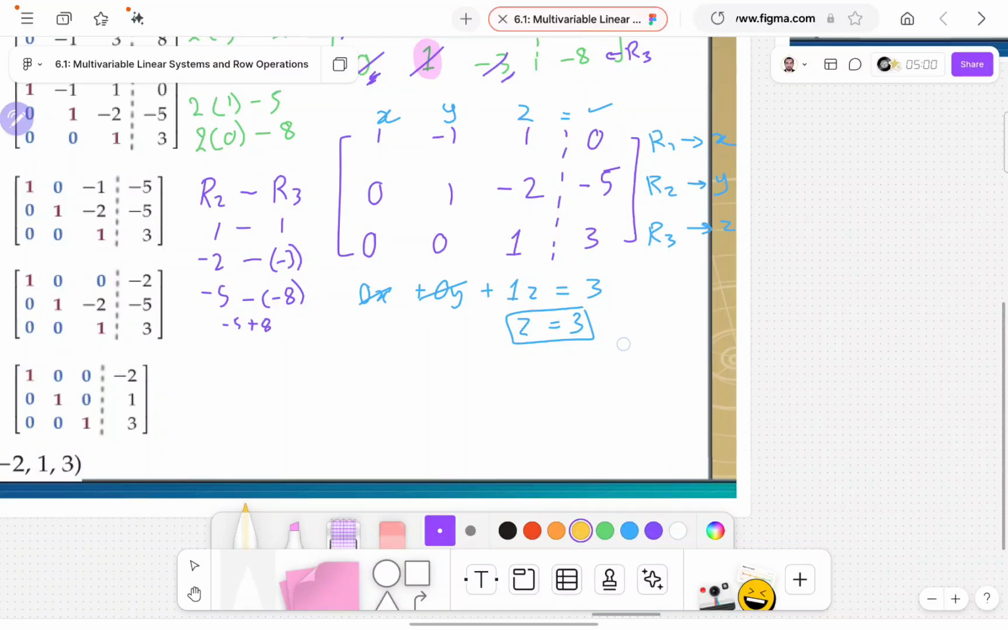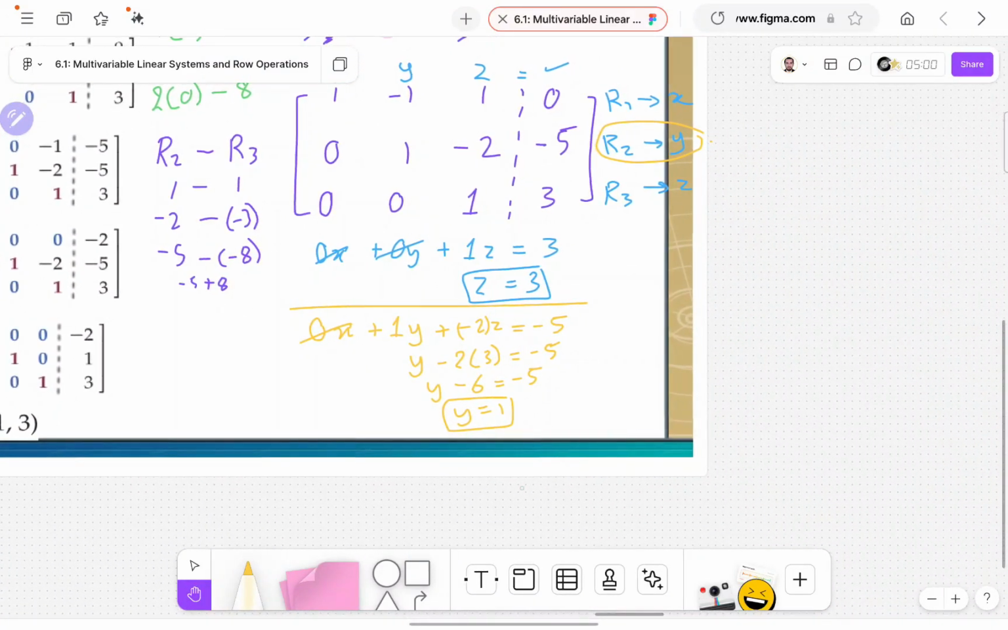Now after I found z, I need to work on row 2 to find y. So let's write row 2: 0x plus 1y plus negative 2z equals negative 5. Now we have z, so let's substitute z. This is 0. 1y means y. Negative 2 times z, which is 3, equals negative 5. So y is negative 5 plus 6, so y is equal to 1. So we're done with y.